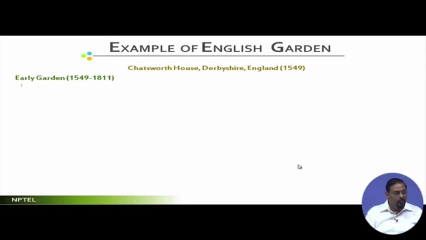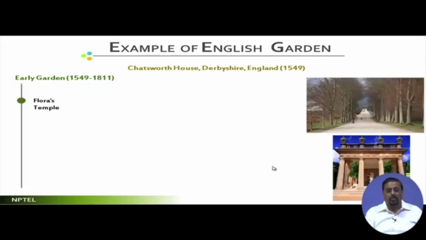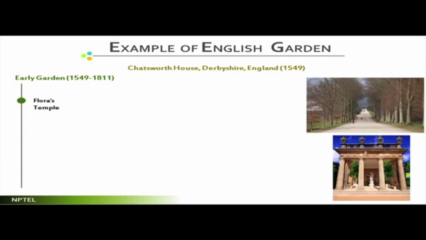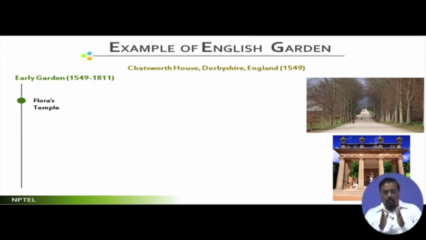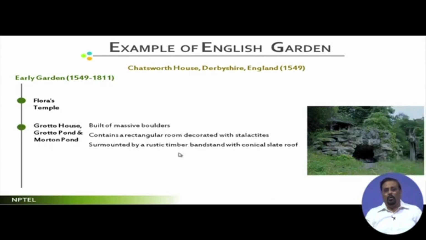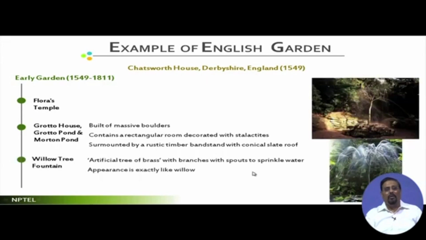Then early gardens, continuing, the Florist temple. This particular pathway leading to the temple is focused, very well created. When I talk about the plantations along the avenues, at that time I will highlight the profiles. I do not want to switch from here to the profile plantations, but what they have done is they have created the plant paths, along which they have tall trees which are very focused, very geometric, and leading to a visual focus. Then comes the grotto house, which I have already discussed, and then the willow tree fountain.